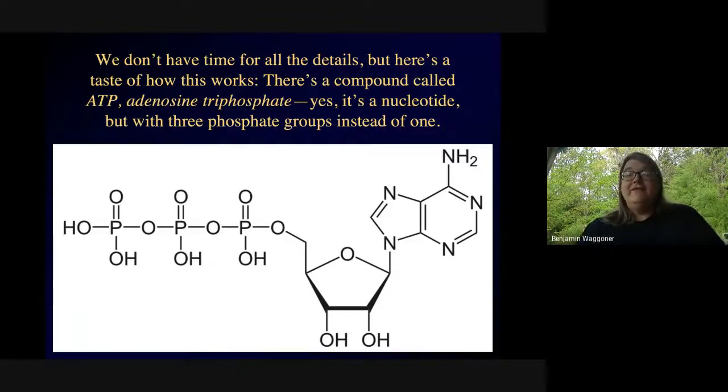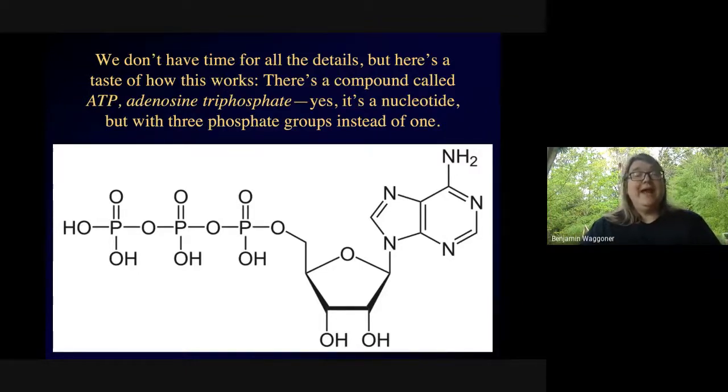And then to the left of it, you have a little pentagon with some oxygen stuck to it. That's our old friend, the sugar ribose. So you've got a base and a ribose, and instead of just one phosphate group, you have three. Yeah, this is basically a nucleotide. You use the same kind of molecule for making your DNA and for carrying energy around the cell, which is kind of neat.